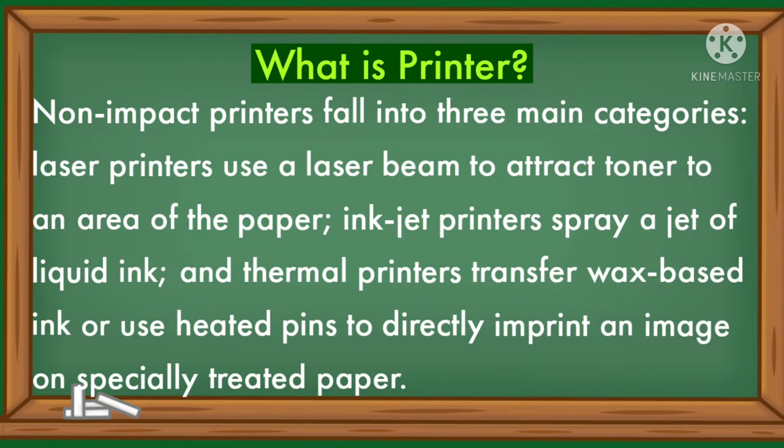Non-impact printers fall into three main categories. A laser printer uses a laser beam to attract toner to an area of the paper. Inkjet printers spray a jet of liquid ink, and thermal printers transfer wax-based ink or use heated pins to directly imprint an image on specially treated paper.